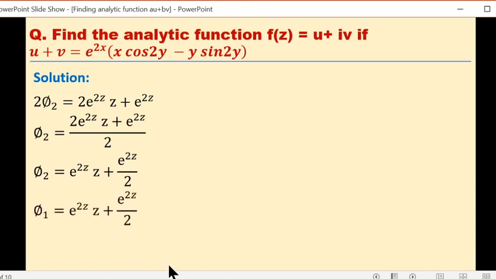How to get phi 1? Phi 1 we have seen is same as phi 2. That is what equation number 3 said. Phi 1 equals to phi 2. So phi 1 will be equal to phi 2, which is e raised to 2z into z plus e raised to 2z upon 2. Okay. So 2 और 3 को simultaneously solve करके we have got phi 1 and phi 2. Now what shall we do with this phi 1 and phi 2?